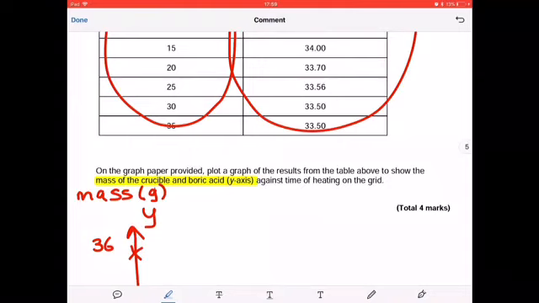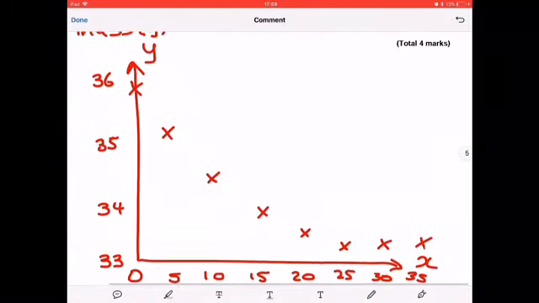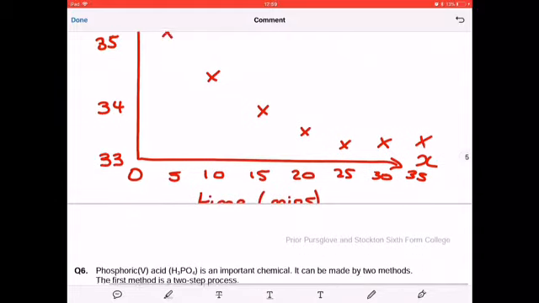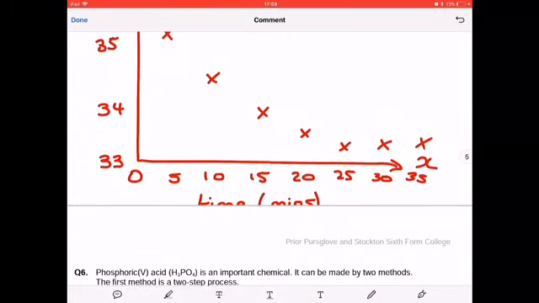Sorry, the time has to be plotted on the x-axis. If you go down, have a quick look at the graph that has been drawn. I've plotted the points on here. One thing to make sure that you do, make sure that you show the labels. So I've got mass in grams here on the y-axis, and it's nicely been cut off on the bottom, but you've got time in minutes on the x-axis.